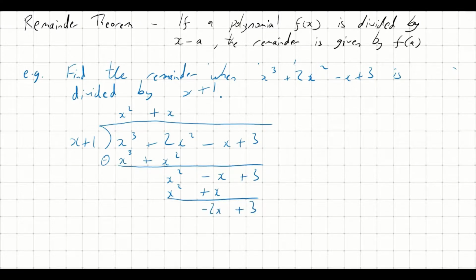How many times does x plus 1 go into minus 2x? It goes in minus 2 times, and minus 2 times x plus 1 gives minus 2x minus 2, and again we subtract. Minus 2x minus minus 2x cancels out. 3 minus minus 2 is 3 plus 2, which is 5, and that's what we're left over with. This is our remainder.